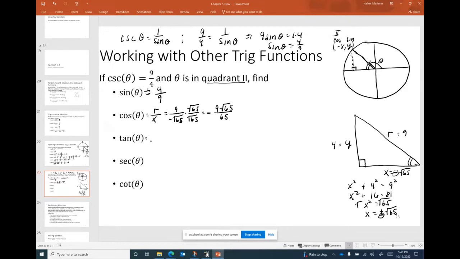We can use the ratio definition for the tangent, or we could use the identity. I'm not going to use the identity because it's going to involve a fraction over a fraction. The ratio definition is going to be easier. It's y over x, right? And y is 4, x is negative square root of 65, and we have to rationalize that again, right? So we'll multiply by the square root of 65 over the square root of 65. The tangent is going to be negative 4 square roots of 65 over 65.